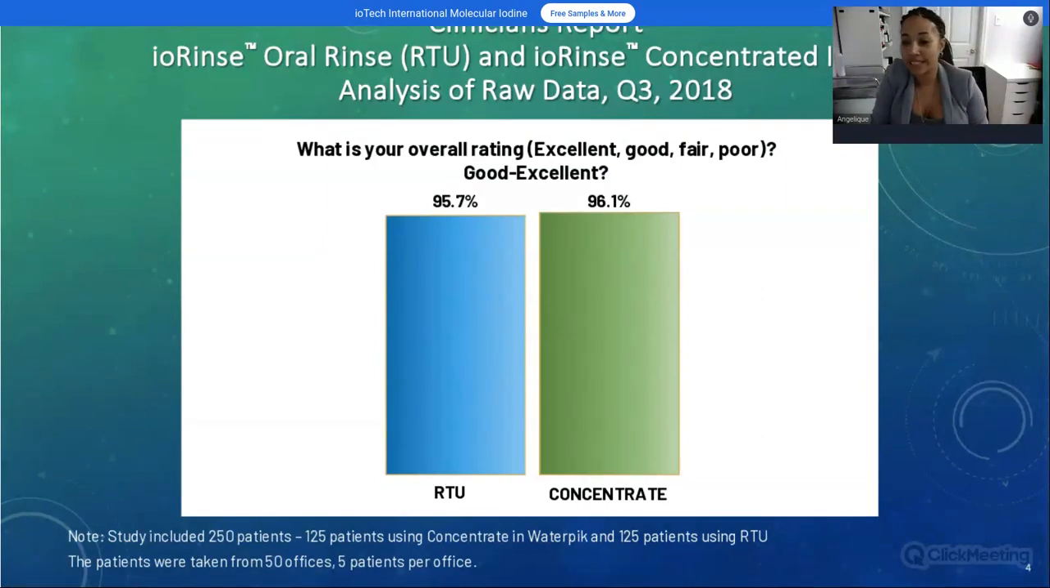In 2018, iorinse ready to use and the iorinse concentrated irrigant were evaluated by Clinicians Report. They did this evaluation with 250 patients. 125 of those patients used the concentrated irrigant in their water pick, and 125 patients used the ready-to-use formulation. The patients were taken from 50 offices, 5 patients per office. And this was just an overall rating that we got as a result of that evaluation.